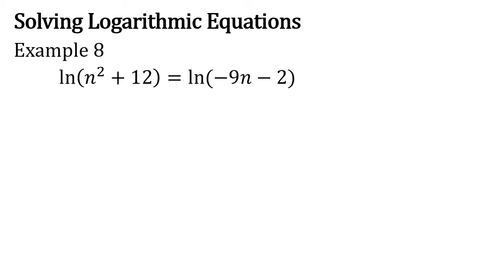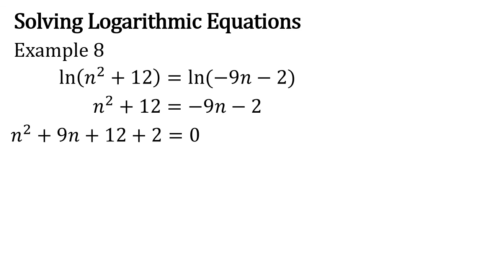So we can also do that for natural logarithms. Example 8: ln of n squared plus 12 equals ln of negative 9n minus 2. So we can just simply equate those. n squared plus 12 equals negative 9n minus 2. Since we have a square here, we expect our expression to be quadratic. So let's equate it to 0.